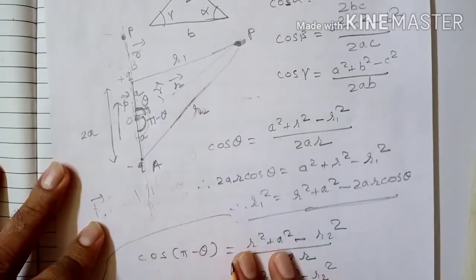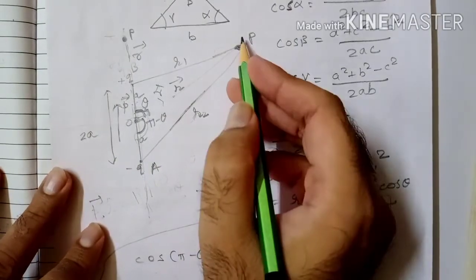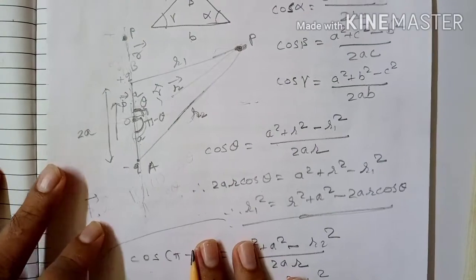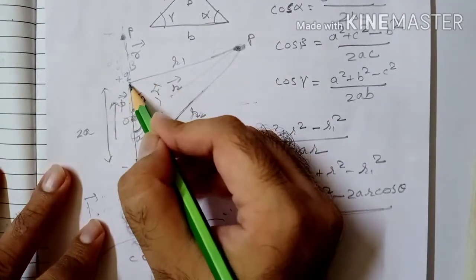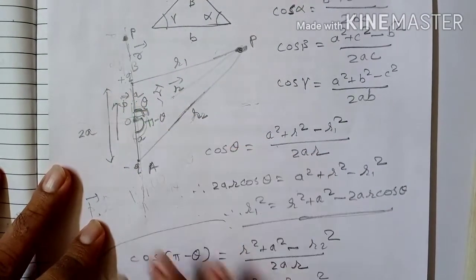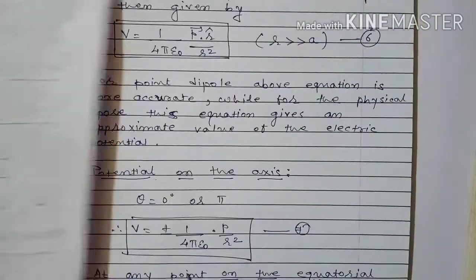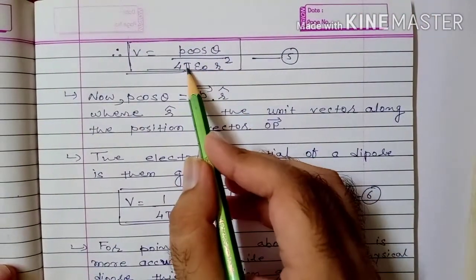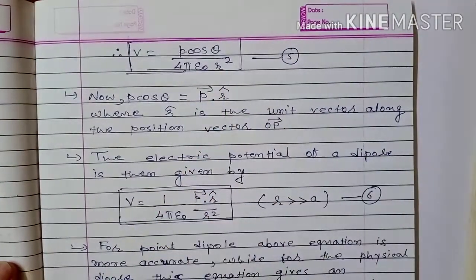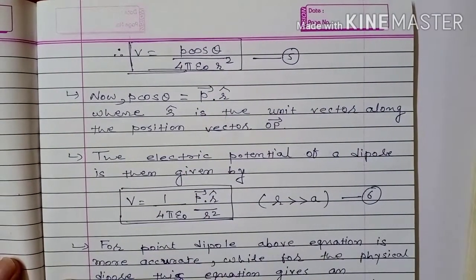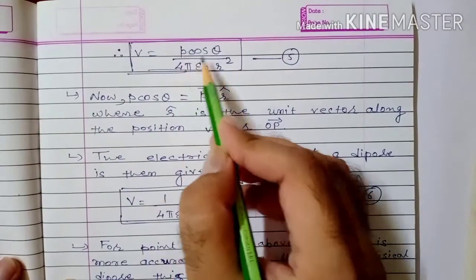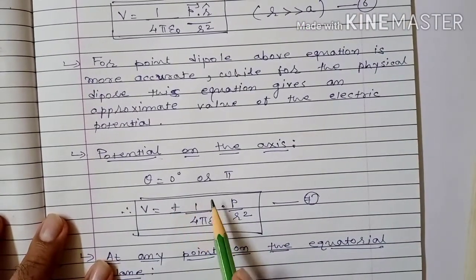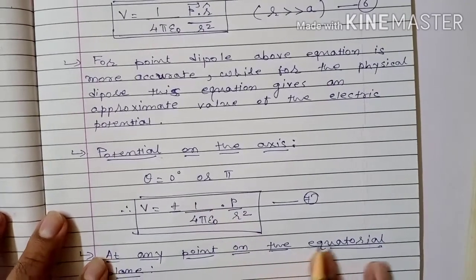Now P vector and r vector are both in the same direction, therefore the angle between them, if we consider point P over here near the plus q charge, on the side of the plus q charge, then this theta will be 0. So for theta equal to 0 degree, V is P cos 0 upon 4 pi epsilon naught into r square, but the value of cos 0 is 1. So it can be written as 1 upon 4 pi epsilon naught, p upon r square.